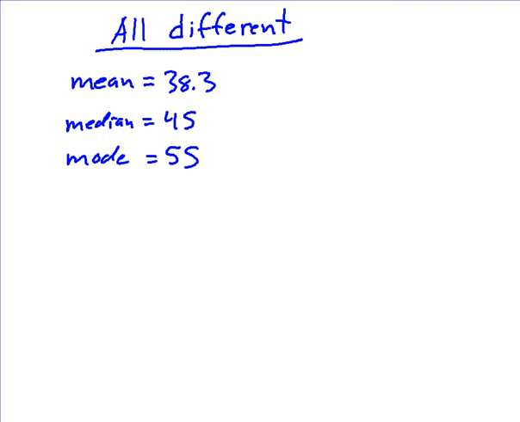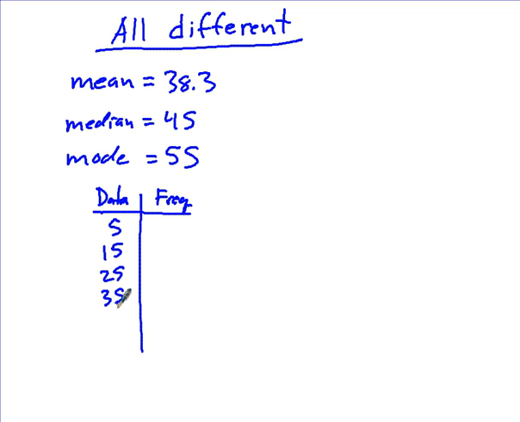Here's another example in which all of them seem to be different. What does that imply about your data? I got this mean, median, and mode from the following data list. Again, I used a frequency table format. And we have our progression of data points, data measurements. And here are the frequencies. Notice the clear pattern in the frequencies.